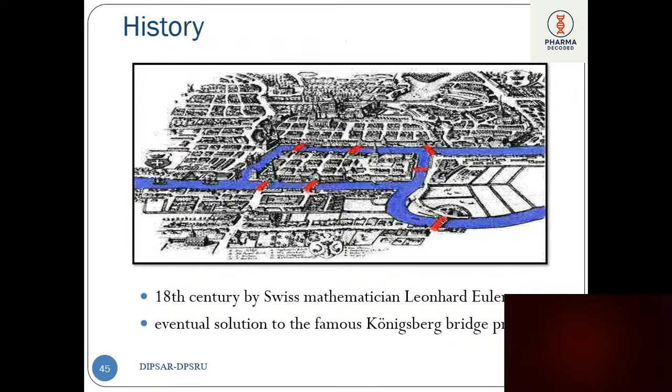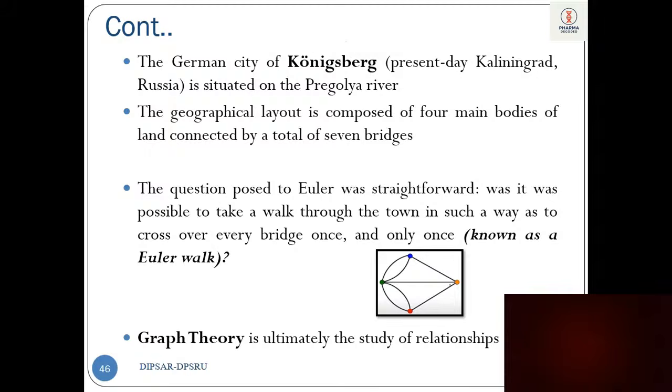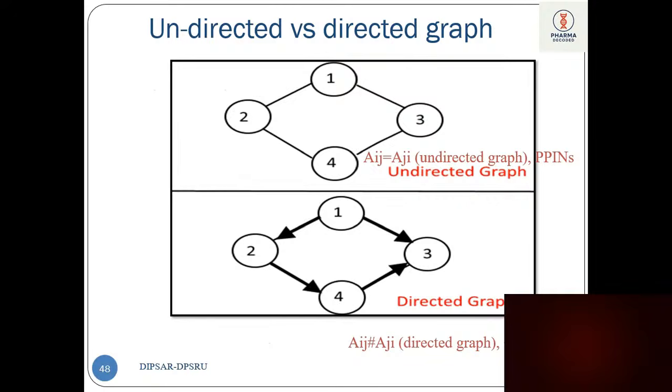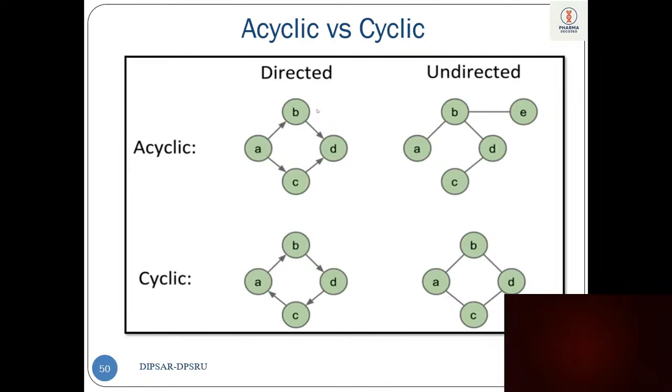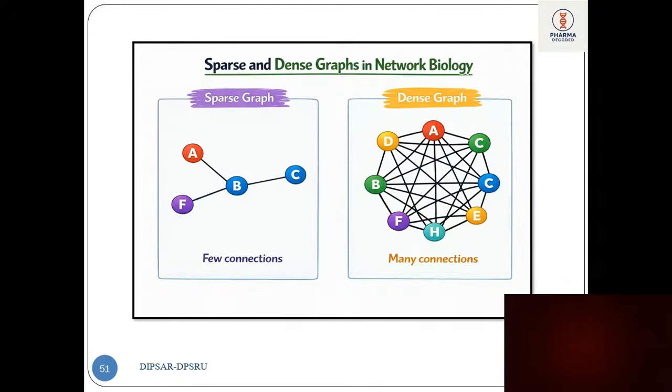Simple network history: the Konigsberg bridge problem, you can go through it. That is Euler, the mathematician, from where graph theory emerged, and graph theory is ultimately the study of relationships. These we have already covered. The different types of graph: undirected, directed, weighted, unweighted, cyclic, acyclic. Cyclic and acyclic can further be directed acyclic, undirected acyclic, cyclic directed, or cyclic undirected. Then we talk about sparse or dense graphs, but of course in biology or pharmacology we are dealing with dense graphs, not sparse graphs.